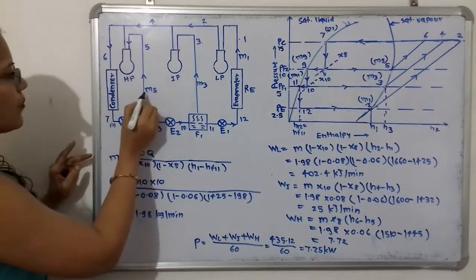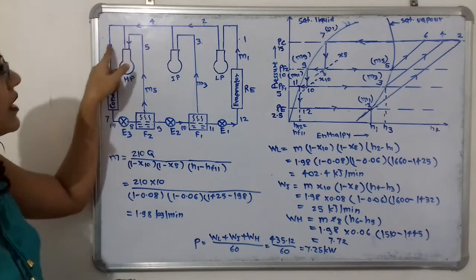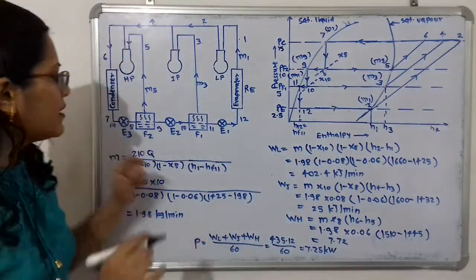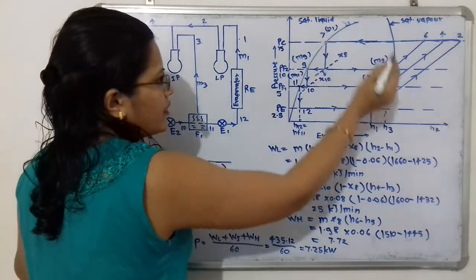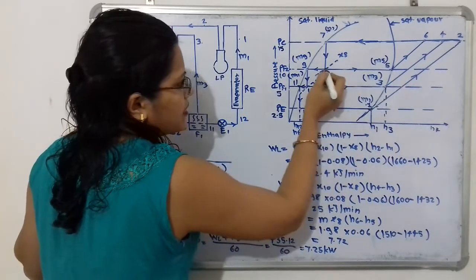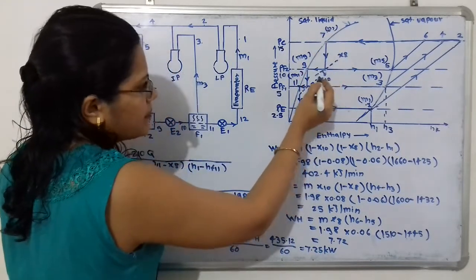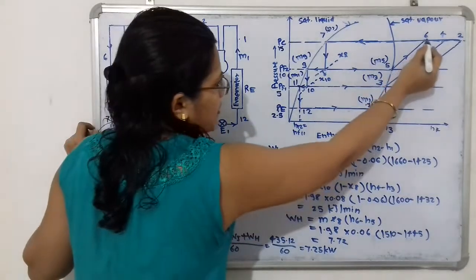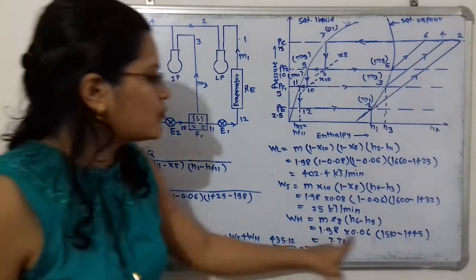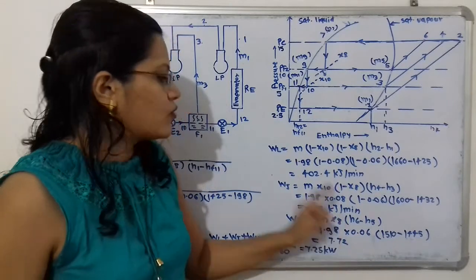Now for the high pressure compression, mass M5 is there. How to calculate this M5? M5 multiplied by the enthalpy difference during the compression, that is H6 minus H5. We will write M5 in terms of M. If we observe, before it gets separated the dryness fraction is X8, so we take the previous mass multiplied by X8 and multiplied by H6 minus H5. When we put all the values, we get the work done, that is 7.72 kilojoule per minute.